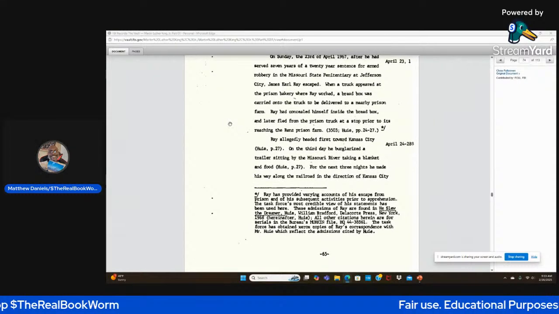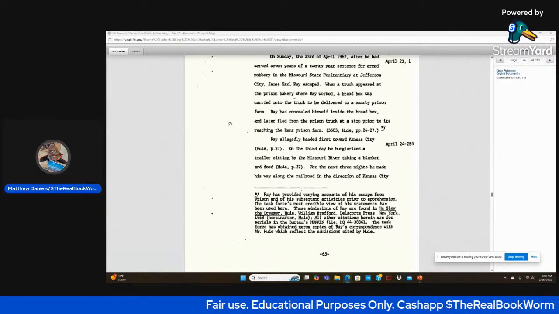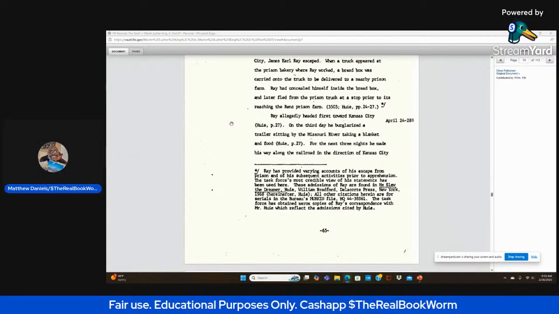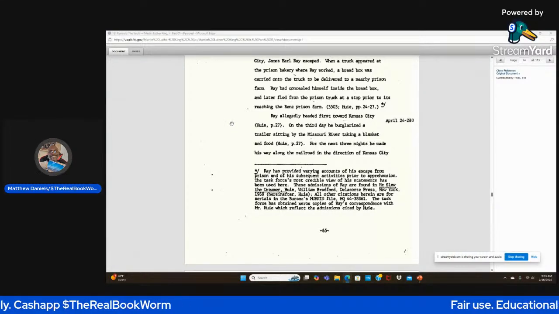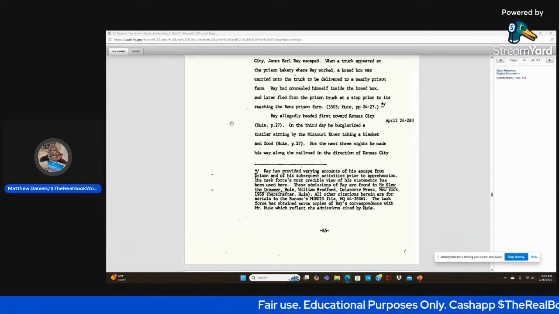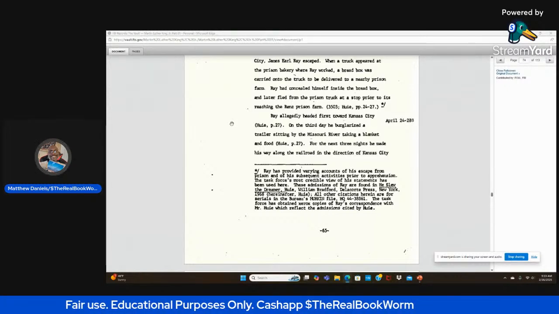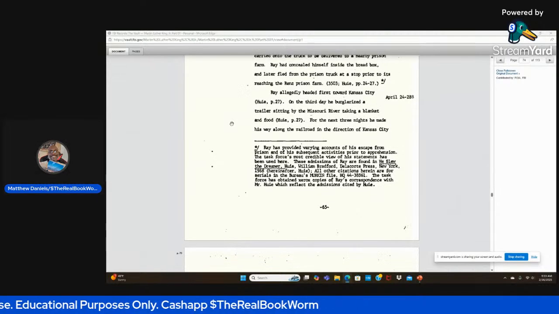Also remember, James Earl Ray, prior to having his life of crime, he has military training as well. Ray allegedly headed first towards Kansas City. On the third day, he burglarized a trailer sitting by the Missouri River, taking a blanket and food. For the next 3 nights, he made his way along the railroad in the direction of Kansas City.